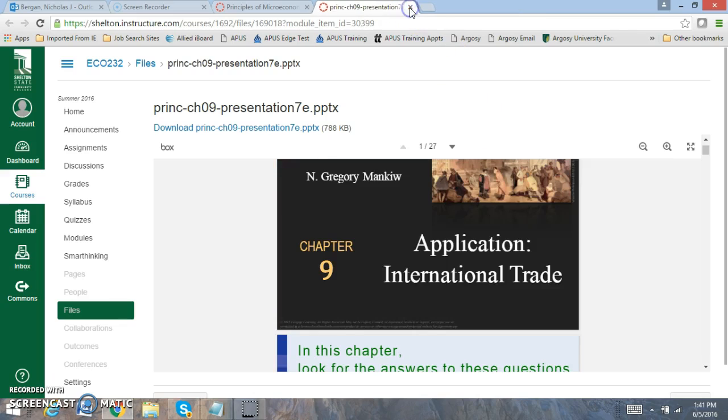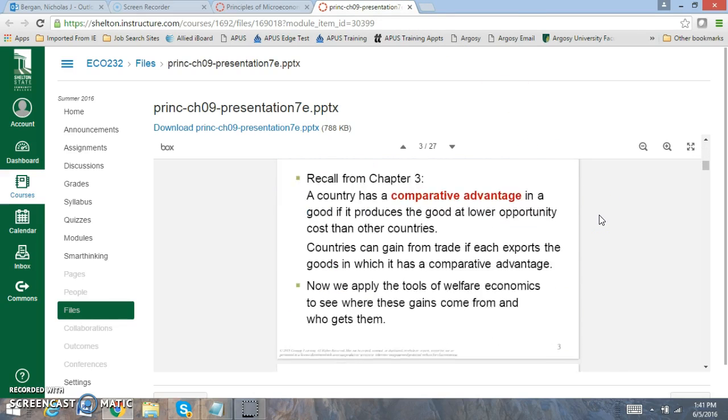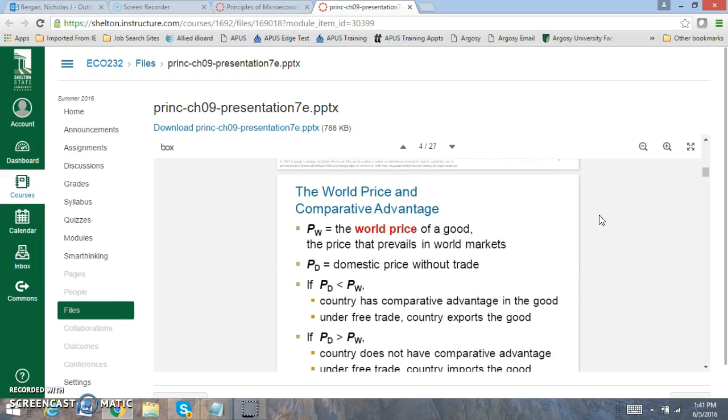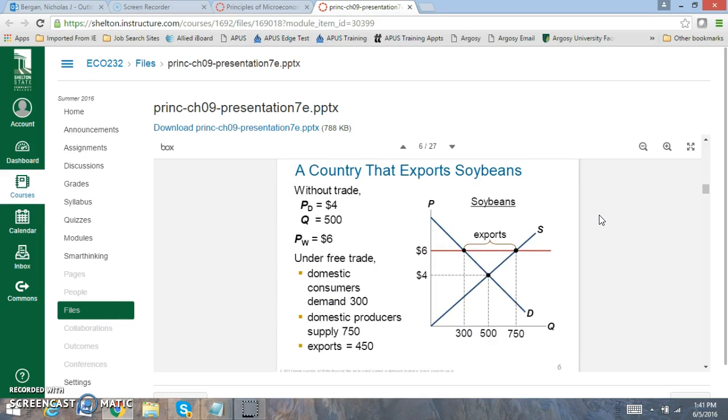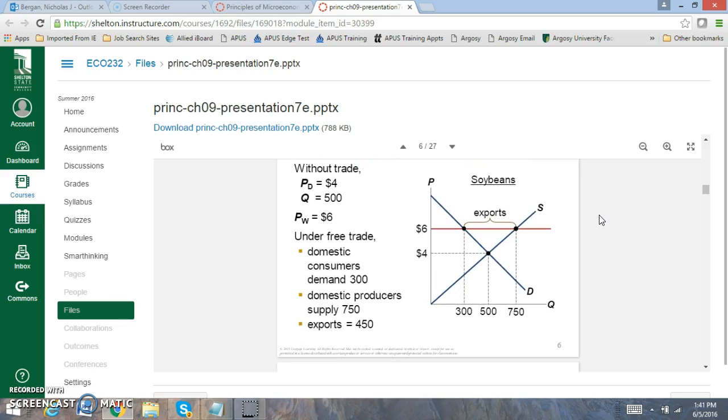Now let's go to Chapter 9. Chapter 9 is going to be dealing with international trade. Let's look at a market, and this is the domestic market for international trade. The price in the market's $4 right here. 500 is going to be supplied. If you look at this price of $6, let's say that's the world price in the market.